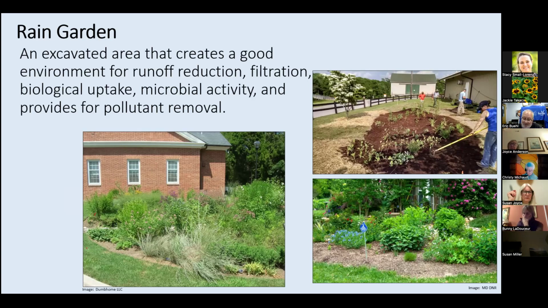Basically, aside from this fancy definition, it's an excavated area where runoff from impervious surfaces is directed so that it can soak into the ground and be utilized by plants. The design that we work with normally is only 6 inches deep. It'll only have 6 inches of standing water in it at any time, and that's as a safety factor, so you don't have to worry about people getting in it.